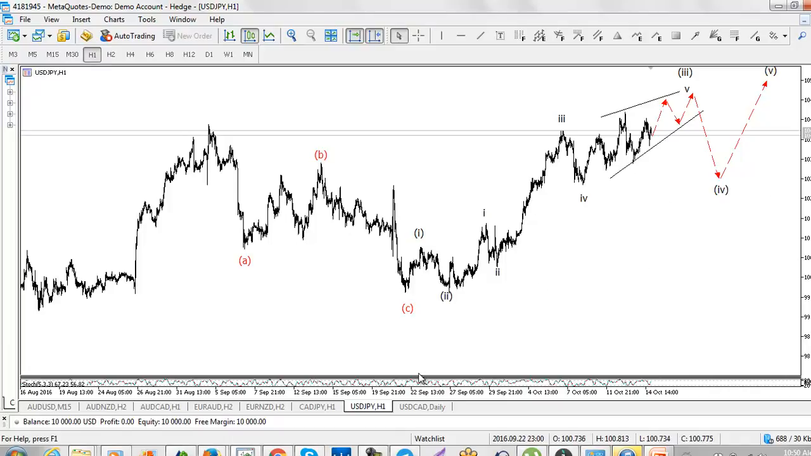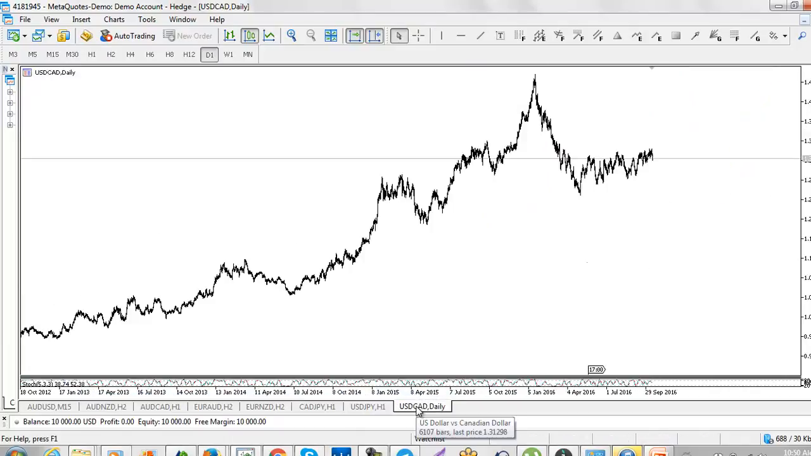The last one I'm going to be talking about is the US dollar Canadian dollar, and just look at this. Oh my god, look at this. At the beginning of this year, we saw the US dollar Canadian dollar just falling so fast. It was really falling. Look at it from here.